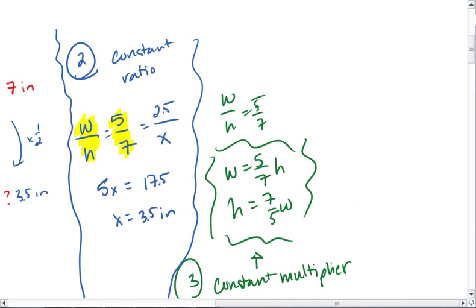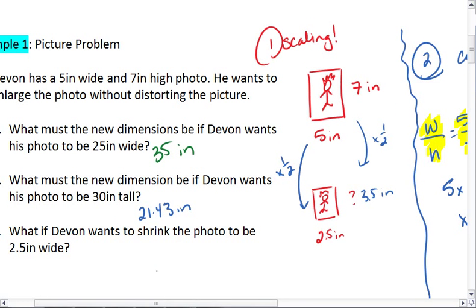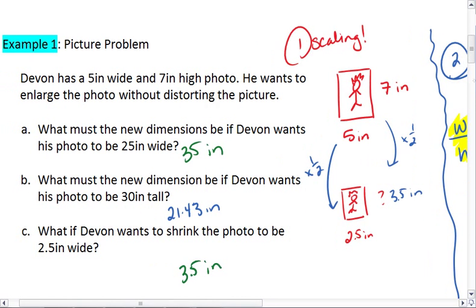Or the constant multiplier. Since we know the width is 2.5, we're going to use this second equation. Height is 7/5 times the width, so 7/5 times 2.5. Our new height is 3.5 inches. Again, regardless of what method we use, we get 3.5 inches.